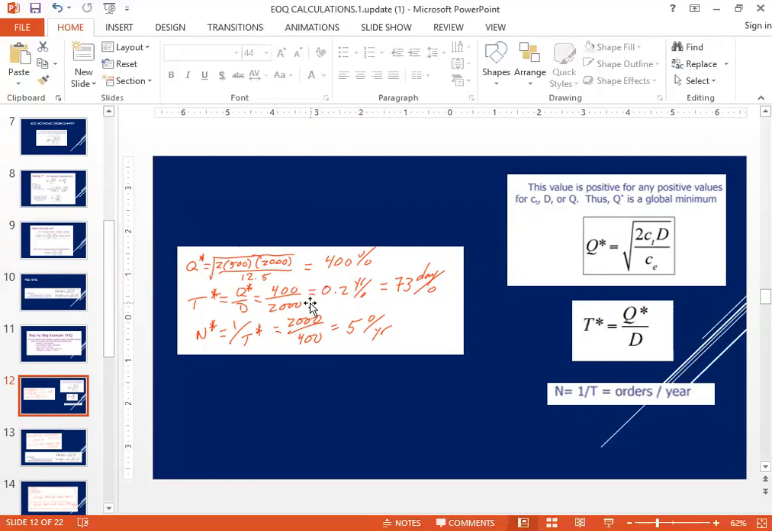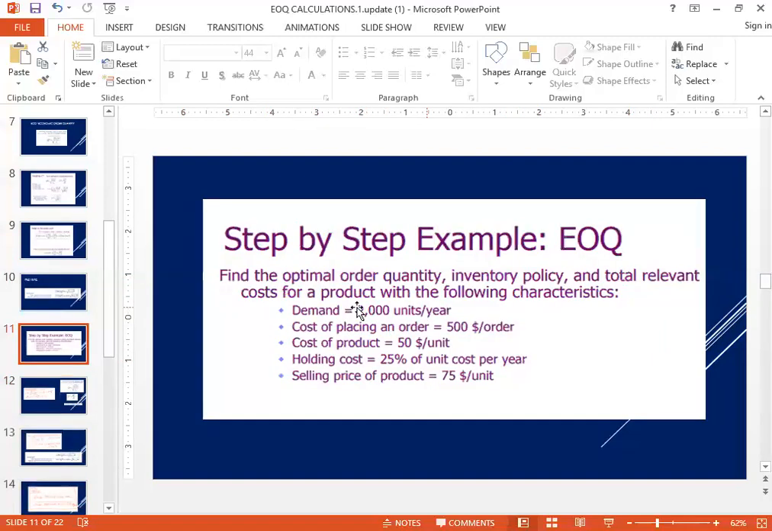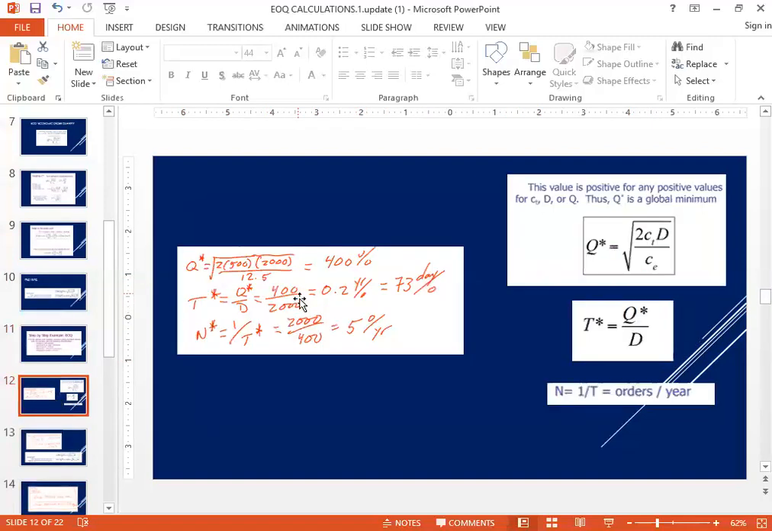Now, once I have the EOQ, I can figure out the T star. So what I can do is take Q star, which was the EOQ 400, and divide it by the average annual demand, which was 2,000. So 400 divided by 2,000 gives me 0.2 years. If I multiply 0.2 by 365, that gives me 73 days, which in essence means that I should be ordering the EOQ amount every 73 days.